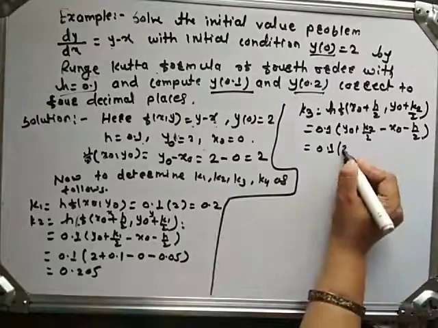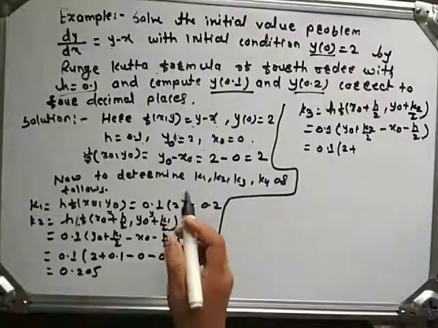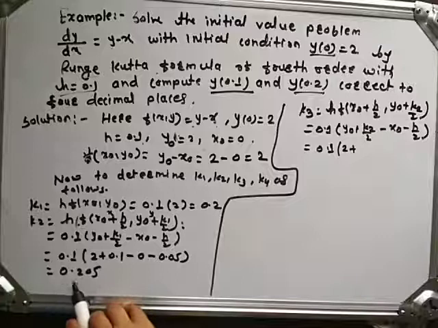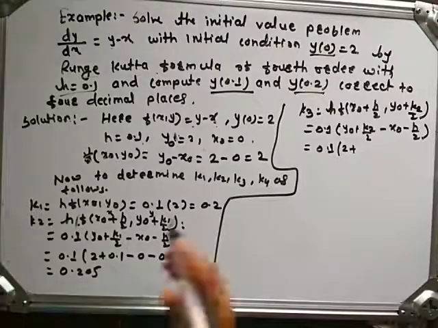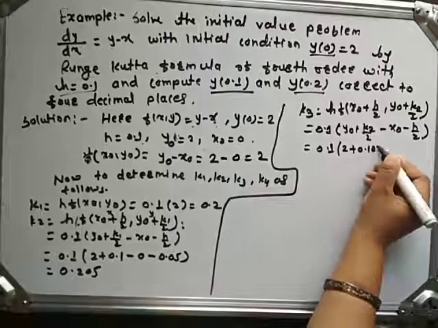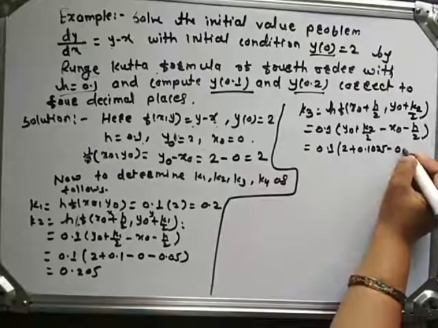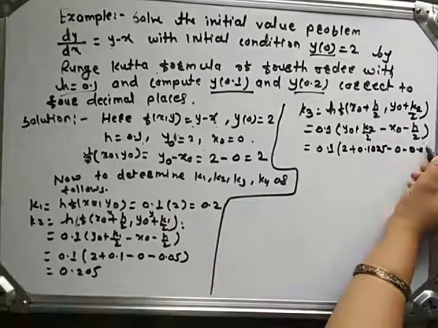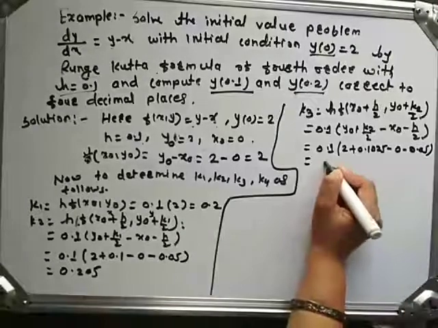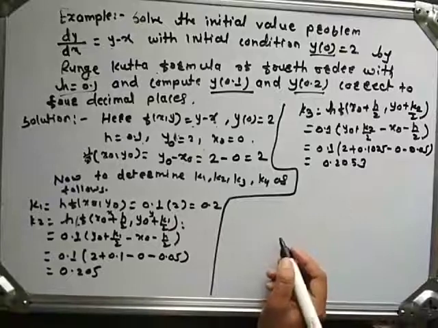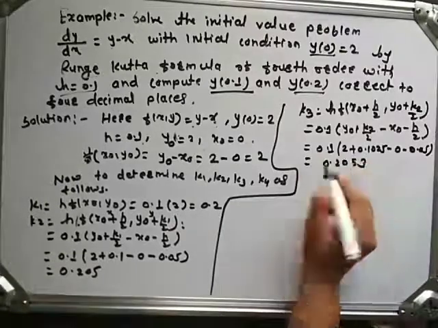Y0 is 2 plus k2 upon 2. What is k2? K2 is 0.205. So it is 0.1025 minus x0. x0 is 0 minus 0.05. Okay, calculate this on calculator. We will get the answer 0.2053. This is the value of K3.